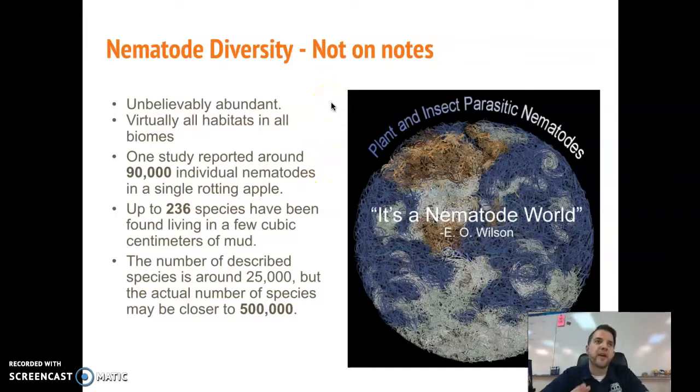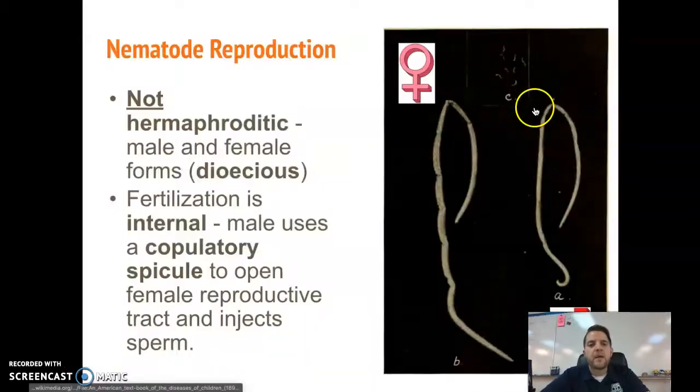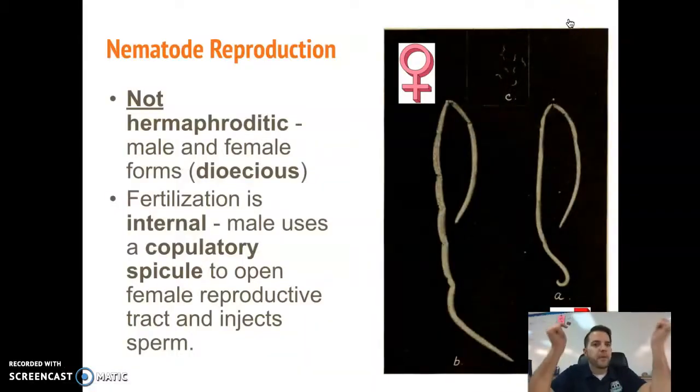So they are very, very specialized, and they're very good at what they do. So nematode reproduction, right out of the back. Nematodes are the first organisms that are not hermaphroditic. What that means is that they are dioecious. One organism or one type creates the male sex cells, one type creates the female. They have to come into contact with each other in order to do that.